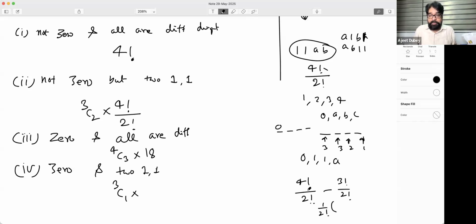4 factorial minus 3 factorial means 24 minus 6. That will become how much? 18. It went to 9. So that will be 9.